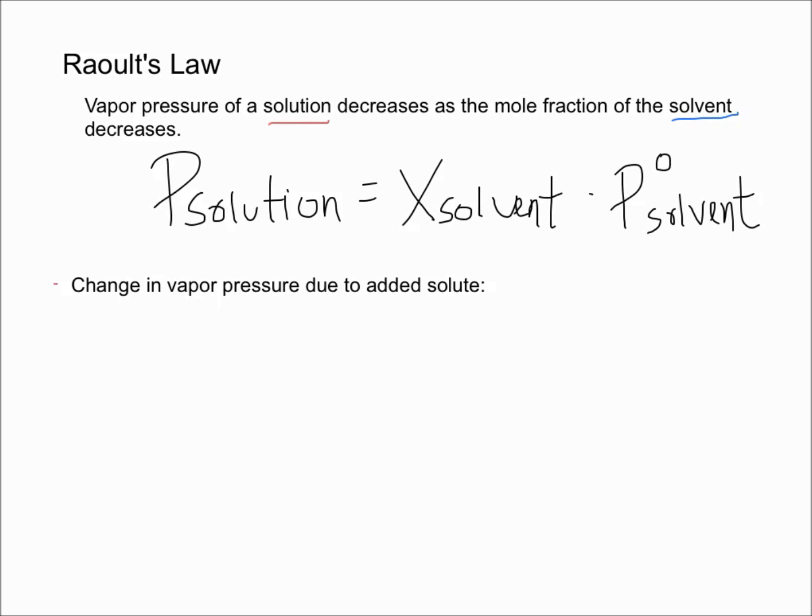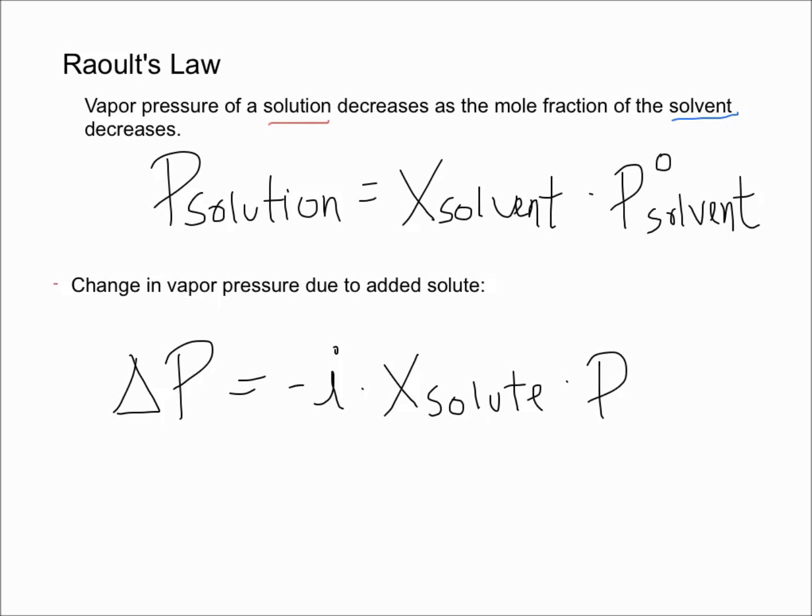However, most of the times you'll use a variation of this formula, which you can obtain when some kind of solute is added to the solution. So the formula refers to the change in vapor pressure due to the added solute. And that formula is that the change in vapor pressure, delta P, is going to be equal to negative i times the mole fraction of the solute times the vapor pressure of the pure solvent. So this part stays the same.